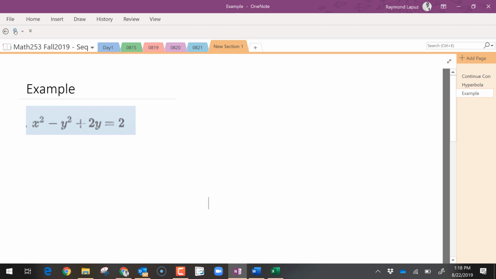All right, x squared minus y squared plus 2y is equal to 2. So I see the x squared and the y squared, not a parabola, so it's an ellipse or hyperbola. And I see one of them is positive, the other one's negative. It has to be a hyperbola. Okay? The y is negative.